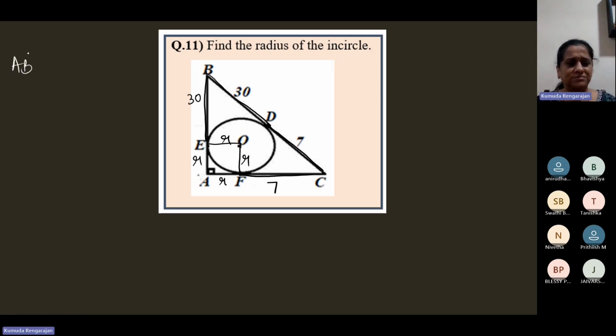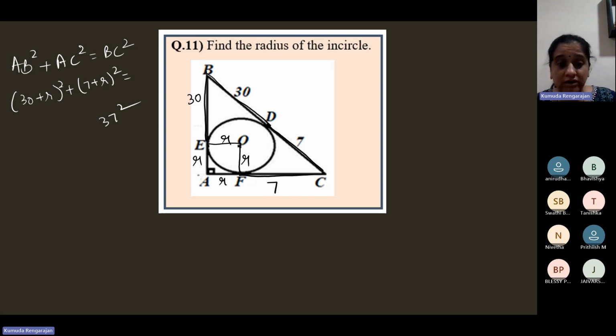AB square plus AC square is equal to BC square. What is AB? 30 plus R, the whole square, plus what is AC? R plus 7, or 7 plus R, the whole square, is equal to BC square. 30 plus 7, 37, 37 square.